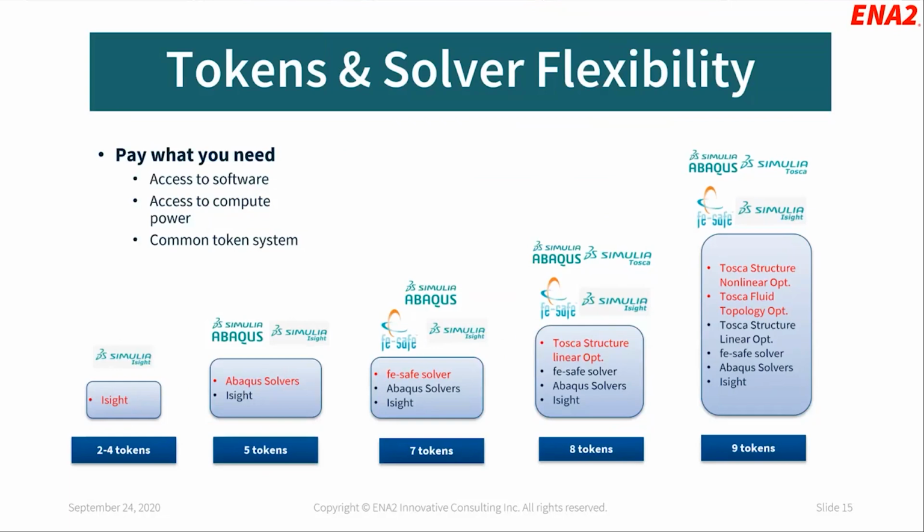So we start out with about 2 to 4 tokens that gives you access to Isight's workflow. 5 tokens gives you Isight and Abaqus solvers. 7 tokens gives you everything covered in the 5 tokens plus Fe-safe for your durability analysis. 8 tokens will cover everything with 7 tokens and gives you access to Tosca structure linear optimization. And 9 tokens gives you also the nonlinear and the fluid-based topology optimization. And the list just goes on and on as you keep increasing more tokens, giving you a lot of flexibility in the kind of simulations that you want to be running.